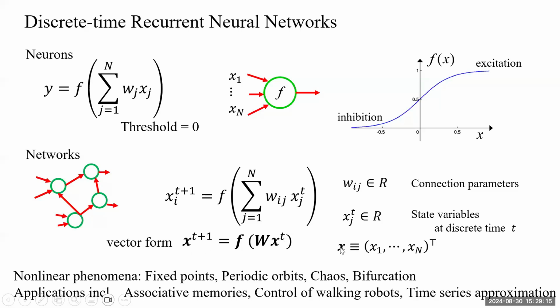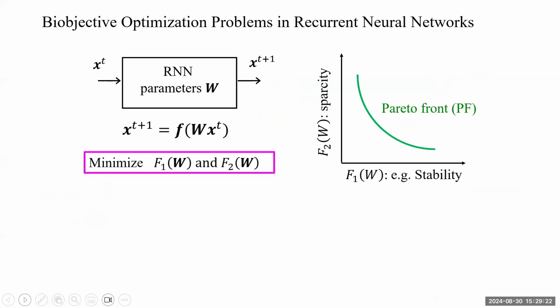This is a vector form. X is an n-dimensional real-valued vector. Then we consider MOP in recurrent neural networks, characterized by a parameter. Usually this is a connection matrix of connection parameters. And we consider the MOP. Here, not maximize, but minimize two objectives, F1 and F2. For example, F1 stability and F2 sparsity. This is the objective space and the Pareto front.